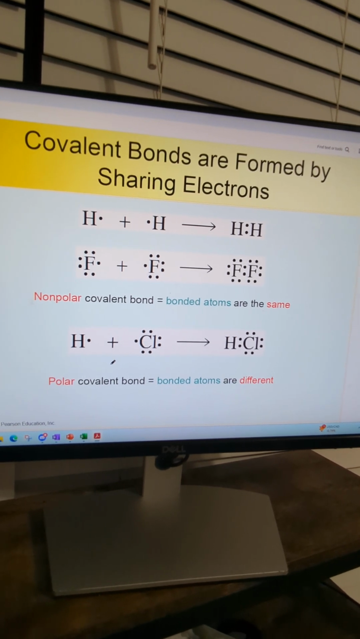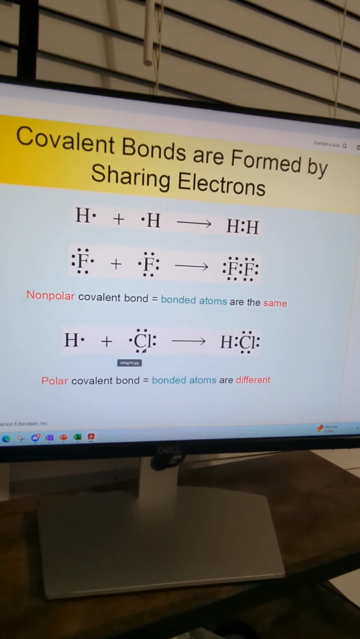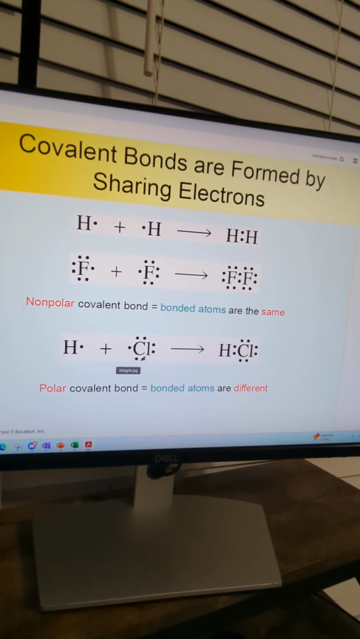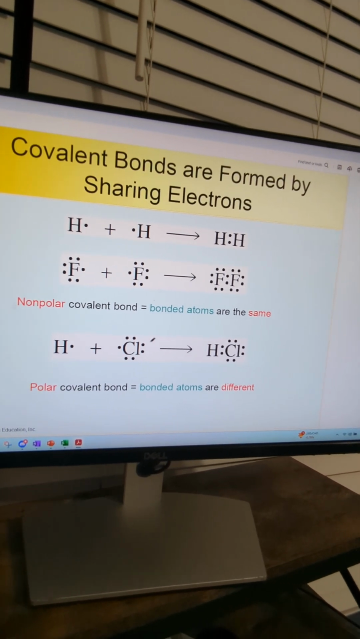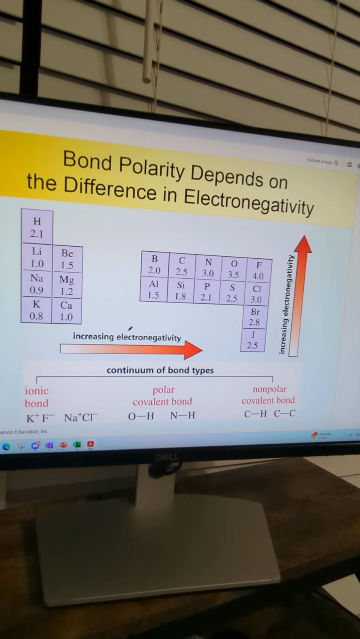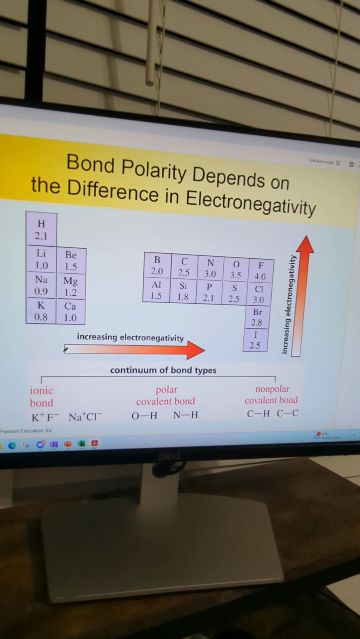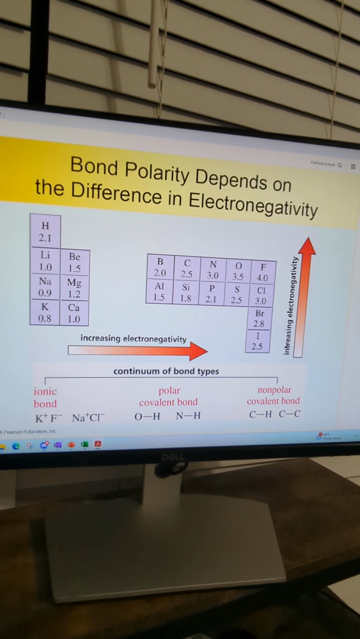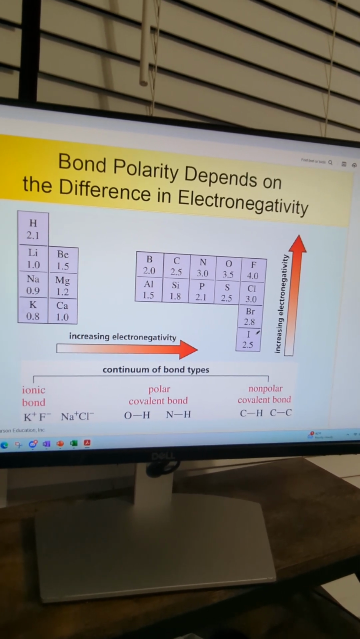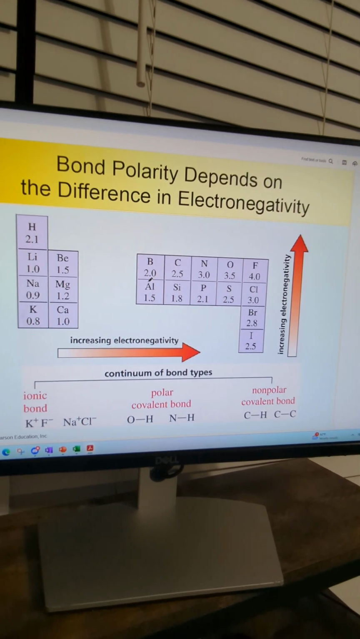And then polar covalent bonds are formed whenever you have two different atoms, or atoms from opposite sides of the periodic table, one from the left side and one from the right side, coming together. That will be a polar covalent bond. So for bond polarity, if you observe the electronegativity, it increases as you go up the group, and it increases from left to right. So it increases from left to right and up. You can consider it as an inverse L shape.